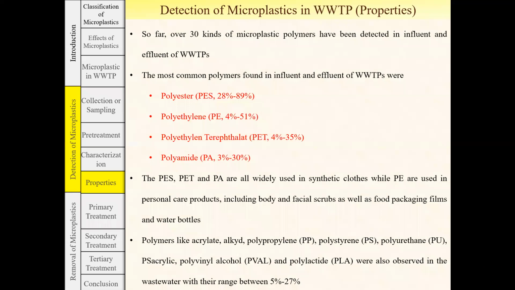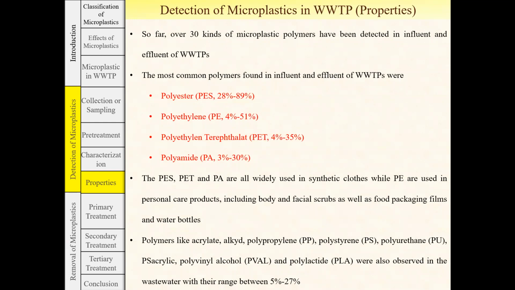Okay. So it has been observed that there are over 30 types of polymers found as microplastic in influent and effluent of wastewater treatment plant. The common polymers we basically see are polyester, polyethylene, polyethylene terephthalate, and polyamide. As you can see, they are majorly found in the wastewater treatment plant influent and effluent.